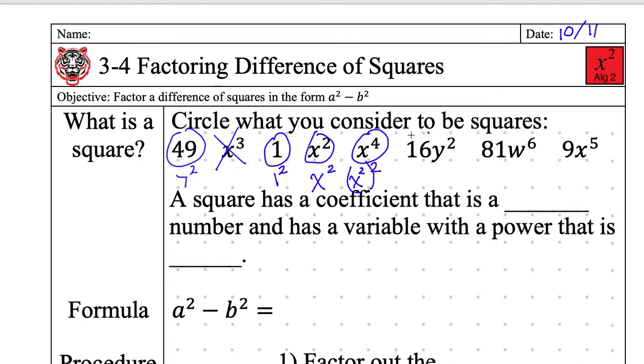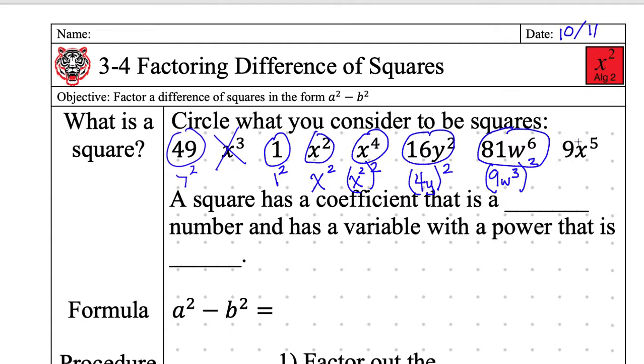16y squared is a perfect square because I could do 4y, that quantity, squared. I'm going to pause here. Most people have trouble with these last two, x squared squared and 4y squared. Quantity squared, I should say. This one is the hardest one I can give you that is a square. This is a square because I can do 9w to the power of 3 quantity squared.